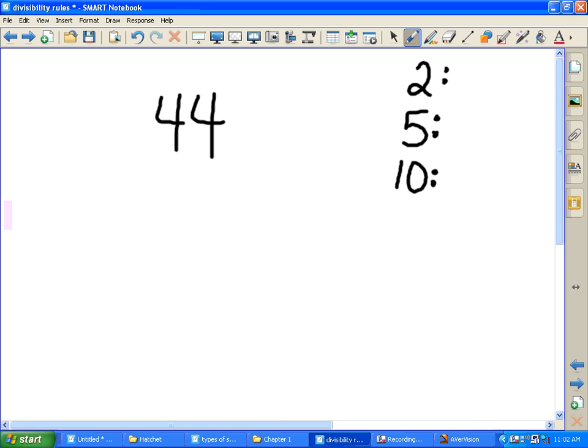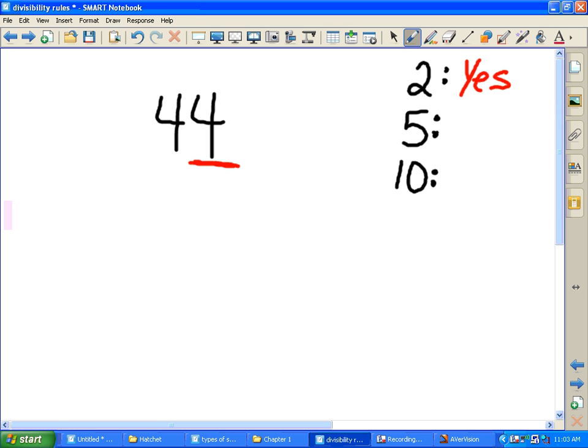Now the rule for all three of them says what is the only place value that matters? The ones place value. So everybody, if you would please underline the ones place value in the number 44. Now the rule for 2 states that the ones digit has to be what? 2, 4, 6, 8, or 0, right? Is this a 2, 4, 6, 8, or 0? Yes. If your answer is yes, then this would be a yes on 2. Now the rule for 5 states that the ones digit has to be a what? 5 or 0.